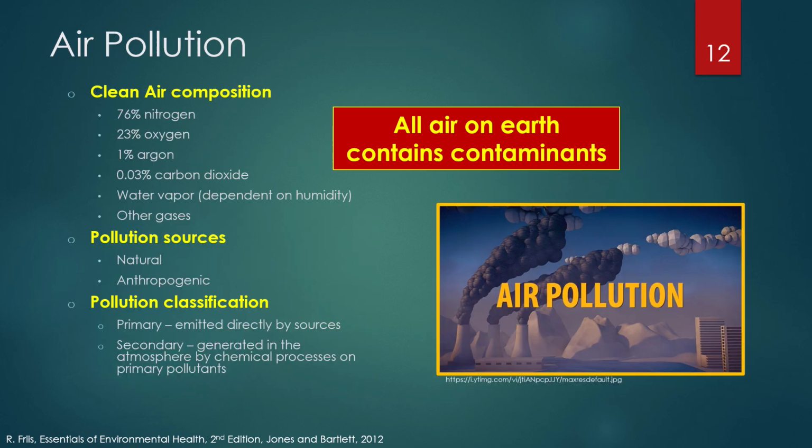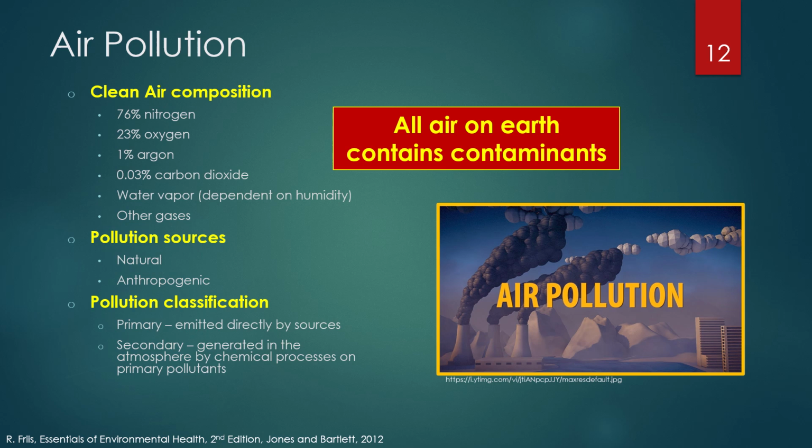Without contaminants, air by weight is composed of 76% nitrogen, 23% oxygen, 1% argon, 0.03% carbon dioxide, along with water vapor, dependent on relative humidity, and lesser amounts of other gases. All air on Earth contains contaminants. The term pollution refers to the presence of air contaminants. Sources of pollution can be natural and anthropogenic, caused by man.